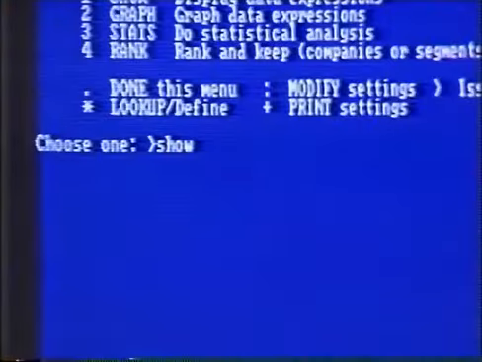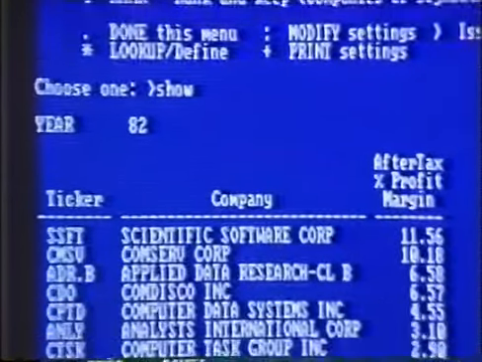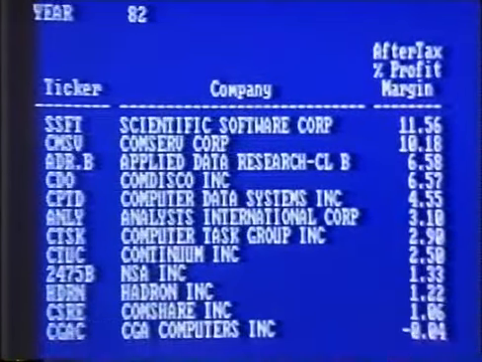So we would now see the 12 companies which the computer has picked in the ranking you've asked it to do, which is from high to low in terms of after-tax. And here they are. So these first two look pretty good. I can specify those 2 ticker symbols.